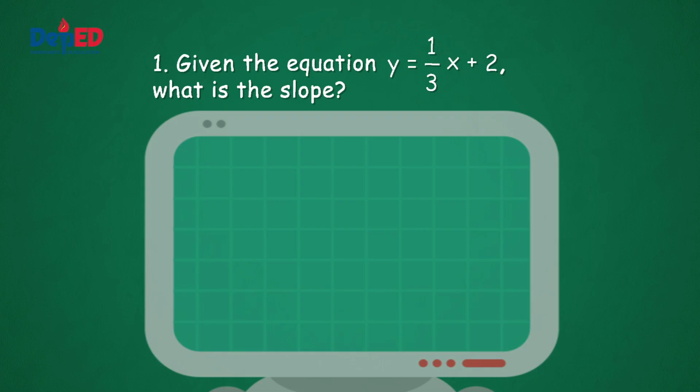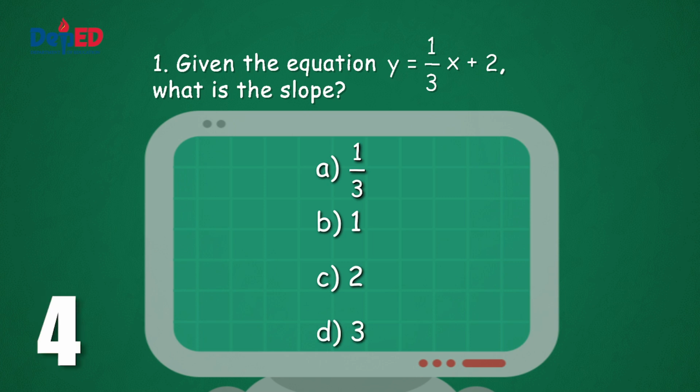Number 1. Given the equation y equals 1/3 x plus 2, what is the slope? Is it A, 1/3, B, 1, C, 2, or D, 3? The correct answer is letter A, 1/3. Remember that in the slope-intercept form, the slope is the numerical coefficient of x.